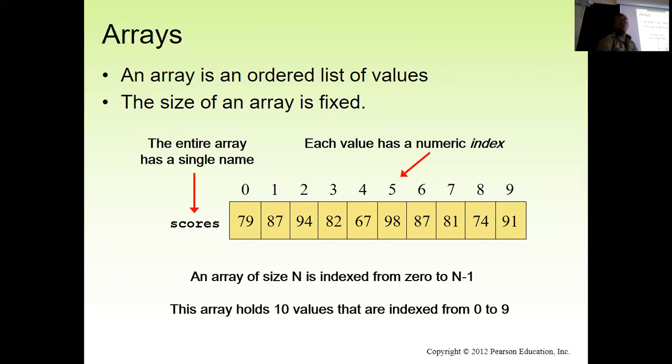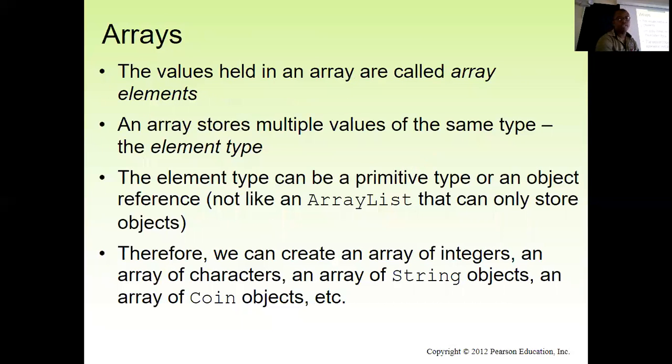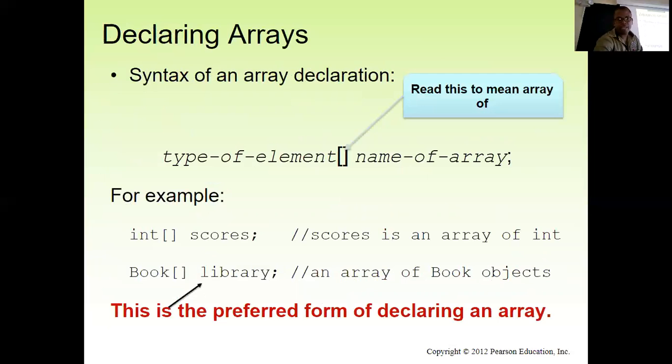Okay? Now, for an array, the first item is index 0, just like the ArrayList, right? So an array of size n has indexes from 0 to n-1. Very easy to figure out, right? Now, values held in an array are called elements, and I told you already that they could be either primitive or object references, and you know those could be any objects.